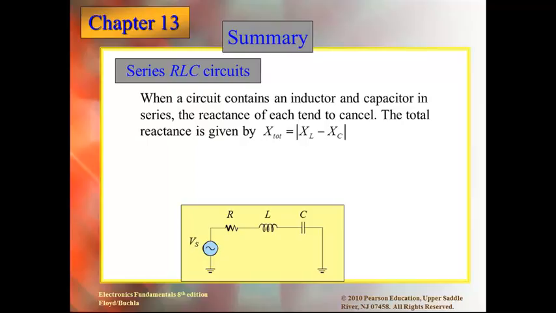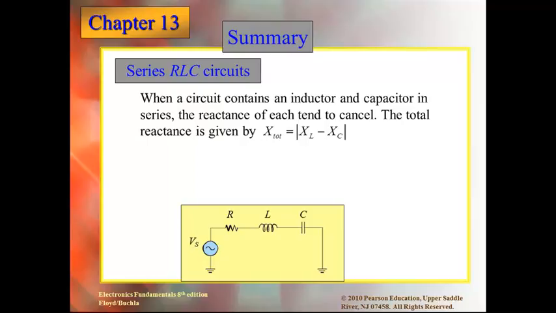When we talk about the reactance, reactance L and C cancel each other out. So X sub L minus X sub C with the two lines around it means the absolute value, because it's always going to be positive. So instead of saying X sub L minus X sub C or X sub C minus X sub L, depending which one's larger, we just use the absolute value there. But that gives us our total reactance for a circuit.